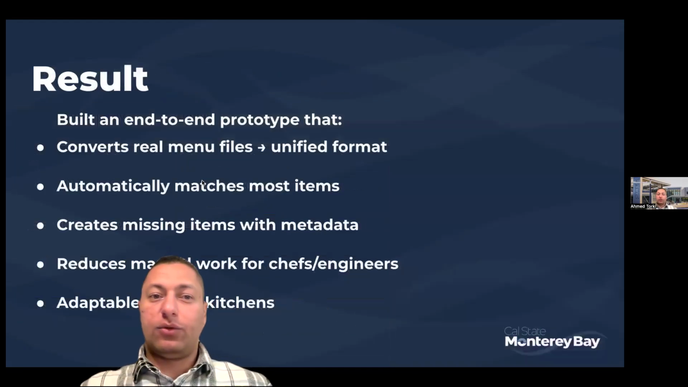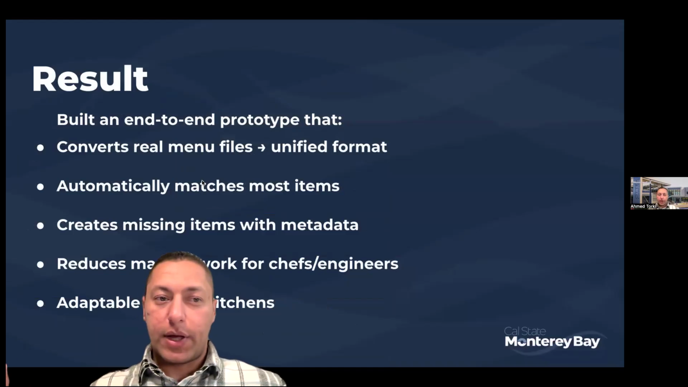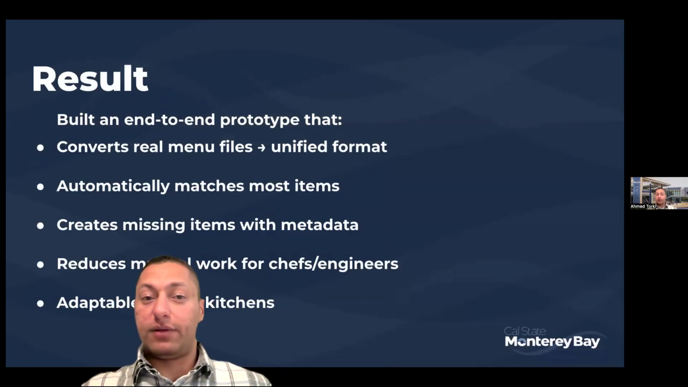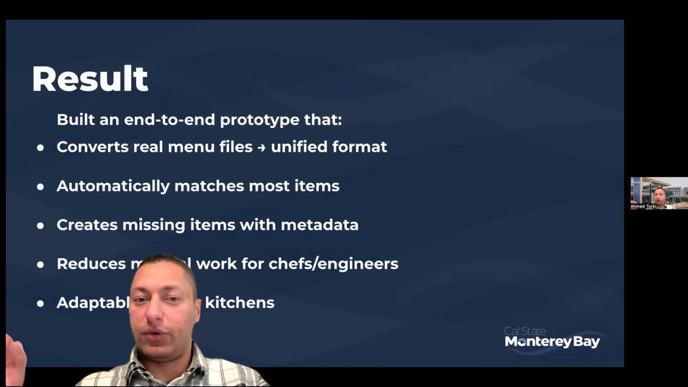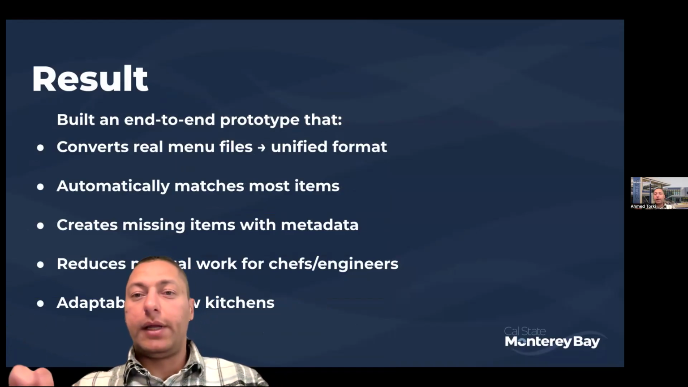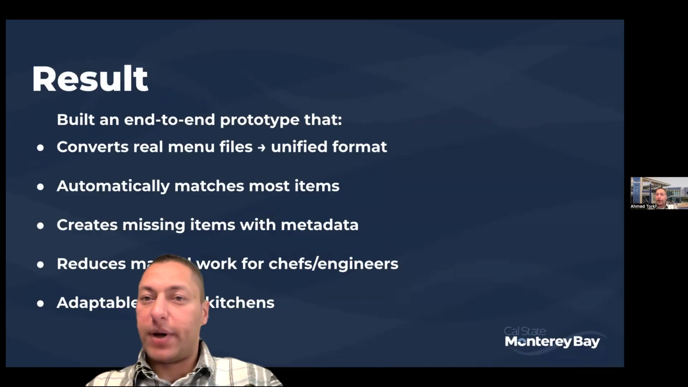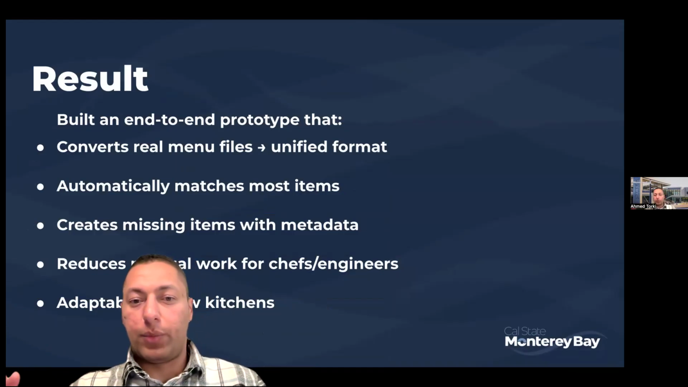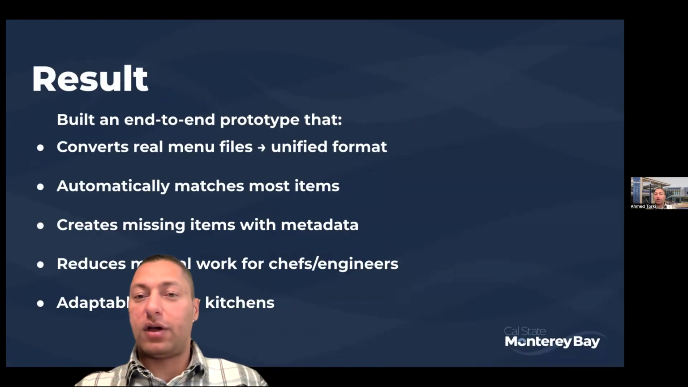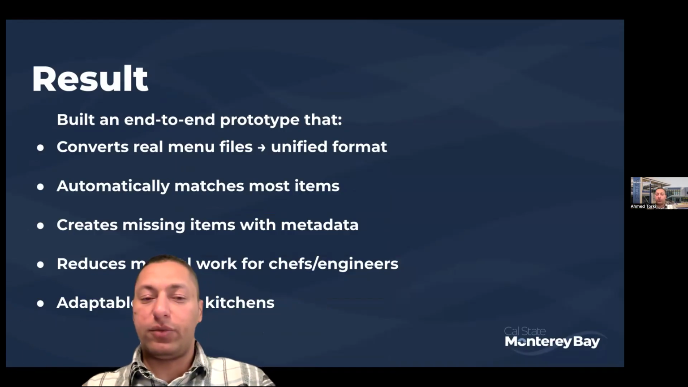And the result here is that we built an end-to-end prototype that can convert real menu items to a unified format that our system understands. It automatically matches menu items and creates the missing ones. It reduces a lot of manual work for operations teams and chefs. And it's adaptable to new kitchens, as I said, with a new personalized prompt.